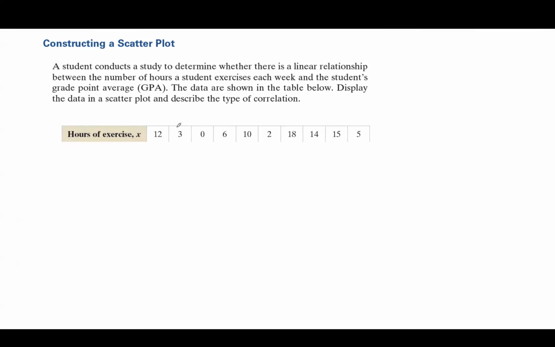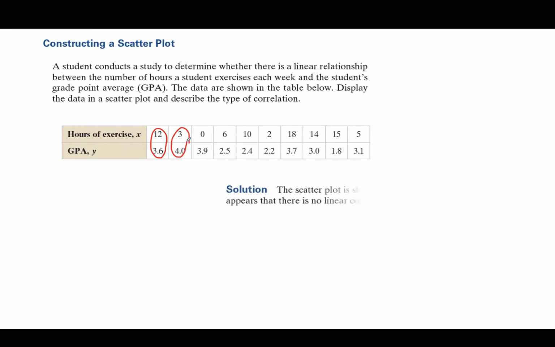12 hours, 3 hours, 0, 6, 10, 2, and so on. So what is the GPA of the student who exercises for 12 hours? That GPA is 3.6. If a student exercises for 3 hours, their GPA is 4. No exercise, GPA is 3.9. 6 hours of exercise, 2.5, and so on. So you have X and Y. Our goal is to visualize this and see if we can find a recognizable pattern here.